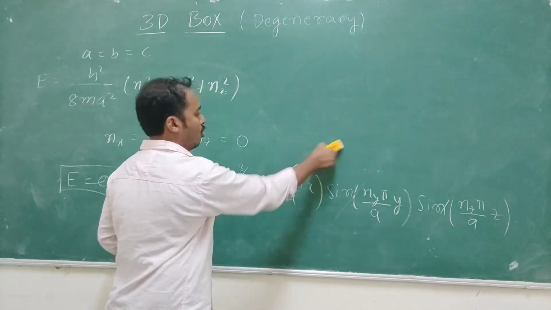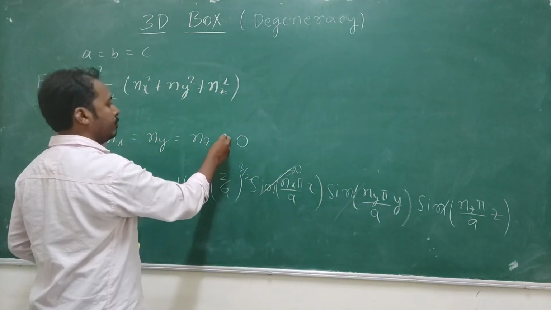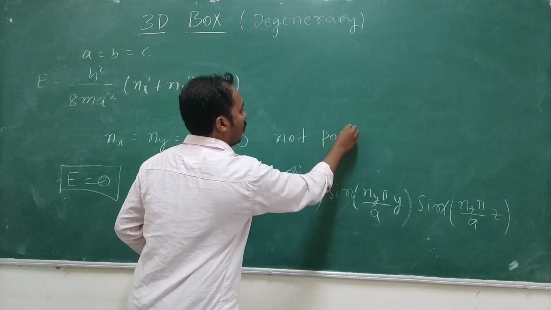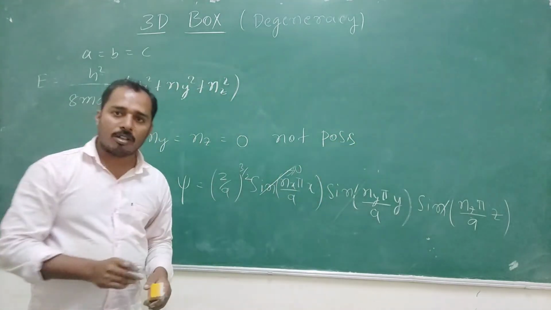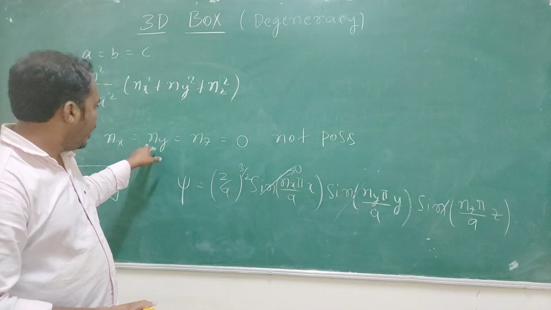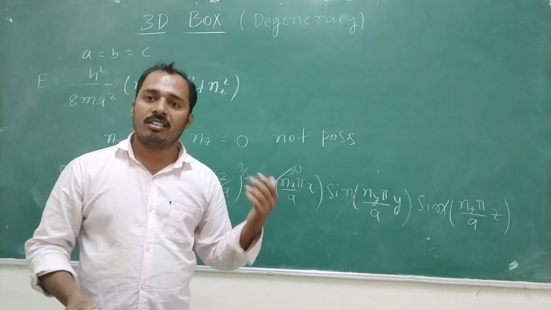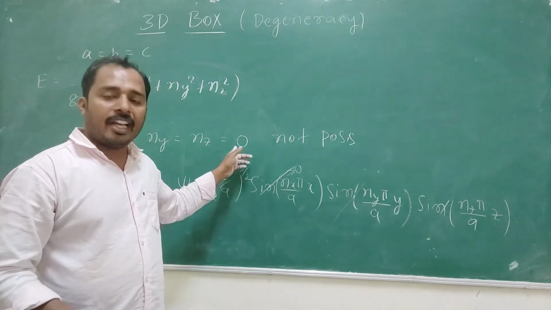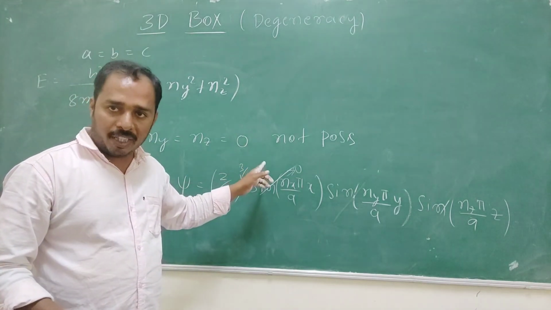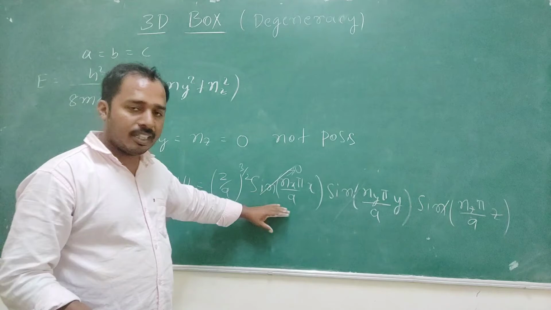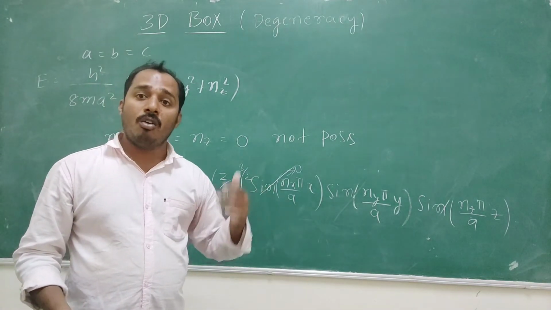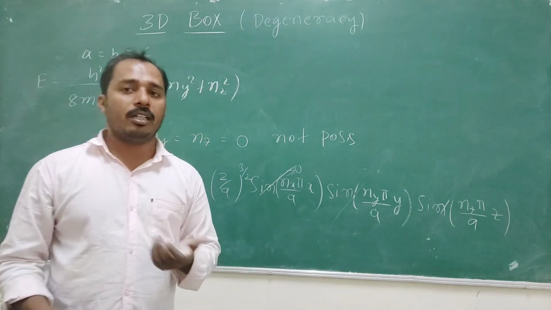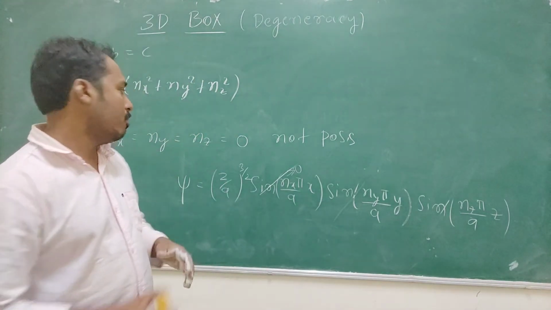It is not possible. We have a particle inside the box, but nx, ny, nz equal to 0 is not possible, because if we substitute nx, ny, nz equal to 0 in this equation, the wave function becomes 0. If the wave function becomes 0, there is no particle inside the box.